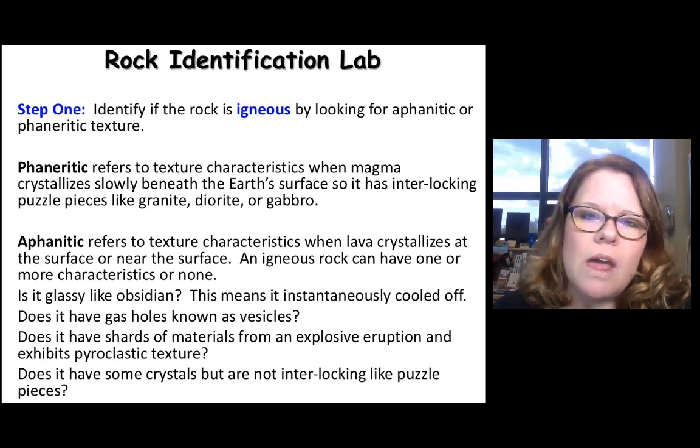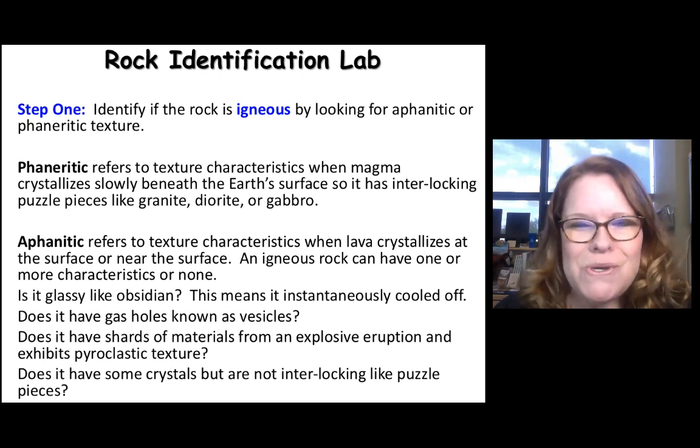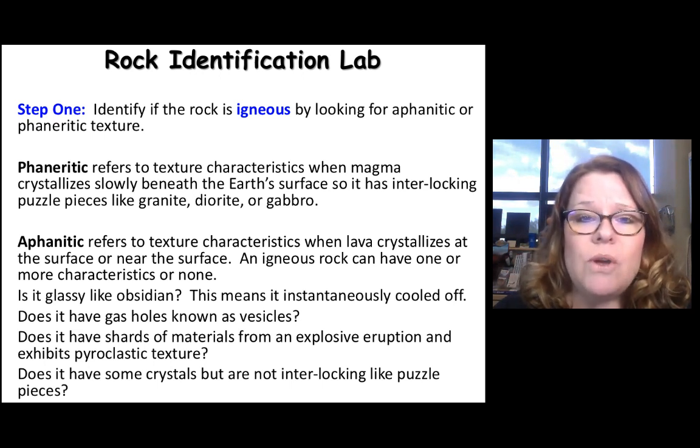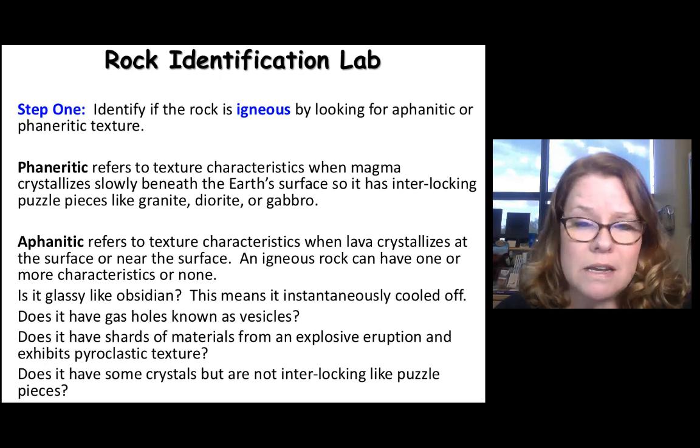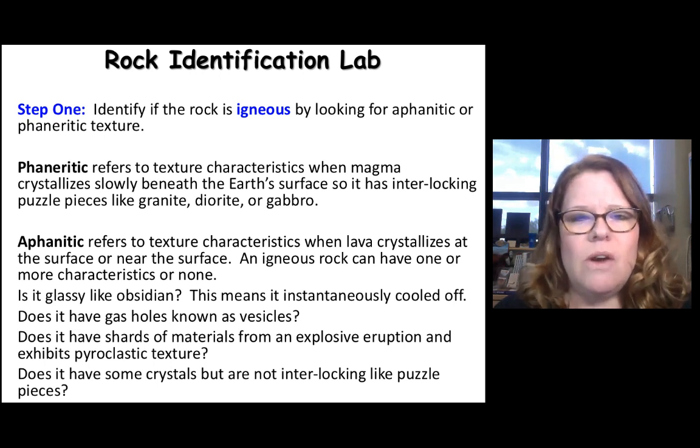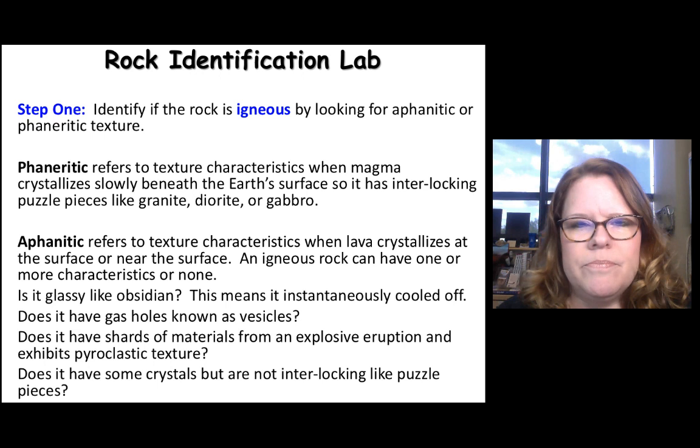But since we're in an online environment and I didn't want to charge you a whole bunch of extra money to go buy a rock kit, I've taken some photos of 20 samples. So here's what's going to happen. You're basically going to determine, is this rock an igneous, sedimentary, or metamorphic rock?